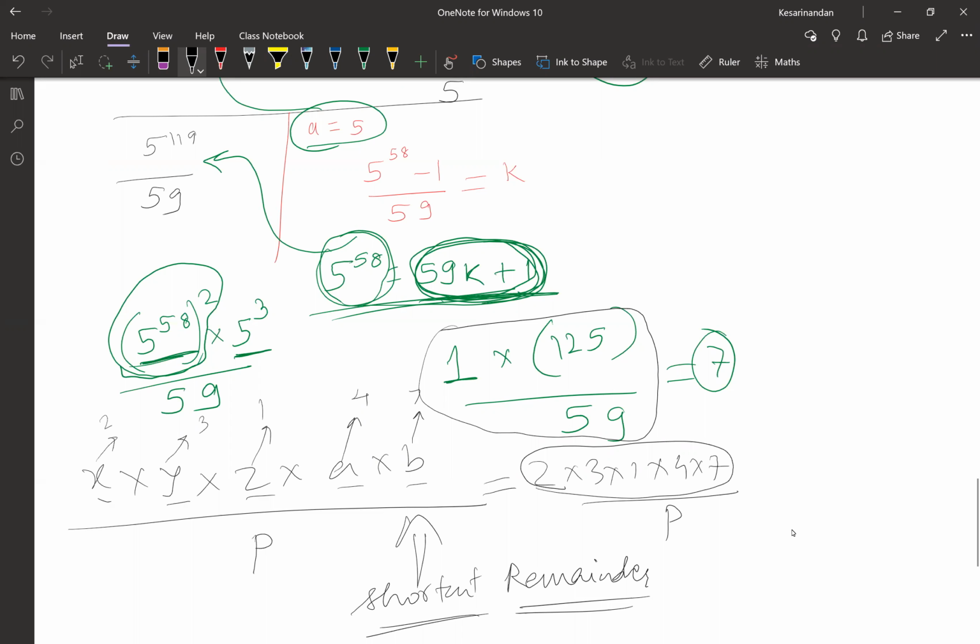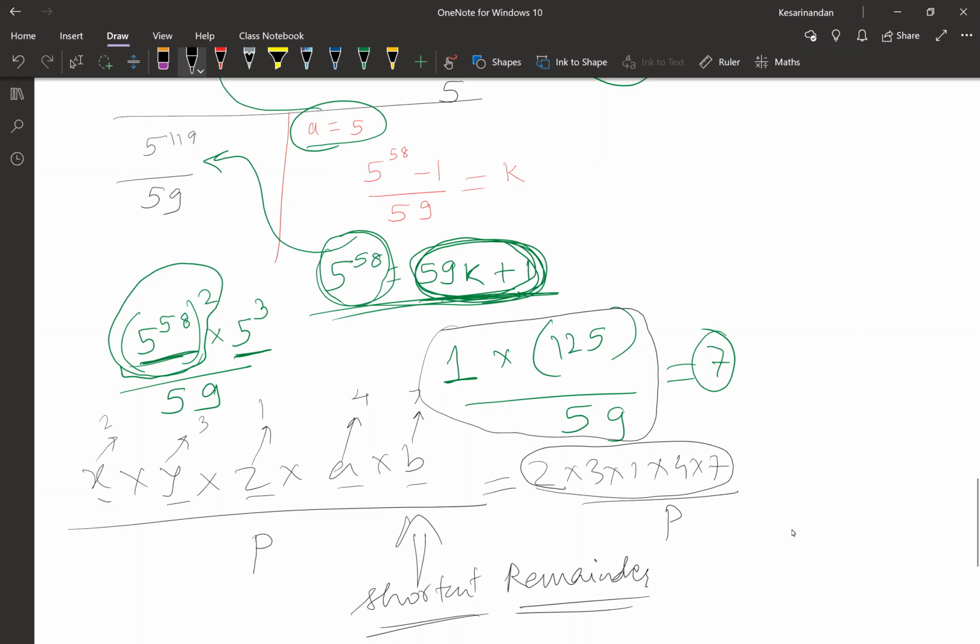Okay, sure. Let's say x, y, z, a and b are some numbers and you have to divide them by p and find the remainders. Now, instead of multiplying all the numbers first and then dividing by p and finding the remainder, you initially divide x, y, z, a and b by p. Let's say when dividing x by p you get 2, y by p you get 3, z you get 1, a you get 4, b you get 7. These are your individual remainders.